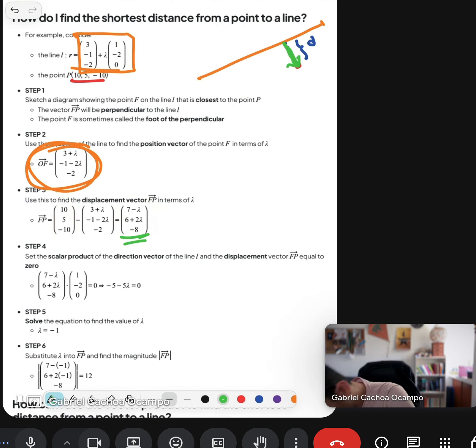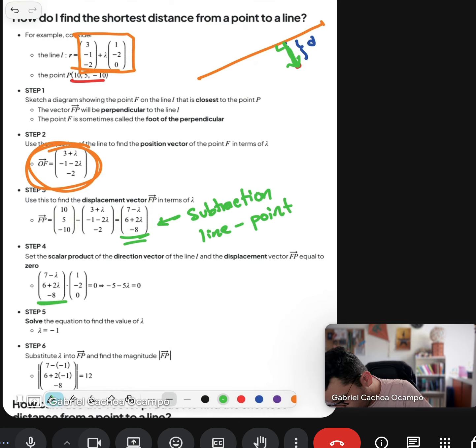It is the subtraction from the line to the point. And what do I want from that subtraction? I want this subtraction to be perpendicular, because it will be the shortest length. So this is the subtraction, line minus point, and I want it to be perpendicular to the line. So the scalar product of the subtraction and the line is 0.